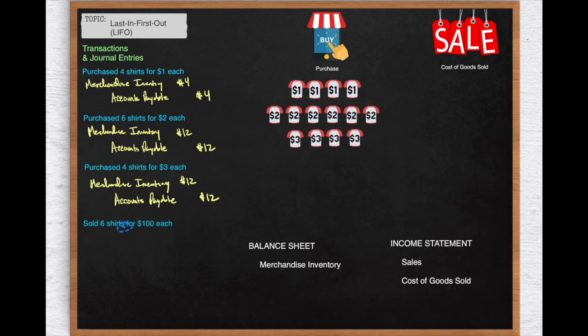Finally, a customer bought some shirts from us. They bought 6 shirts. We sold each shirt for $100.